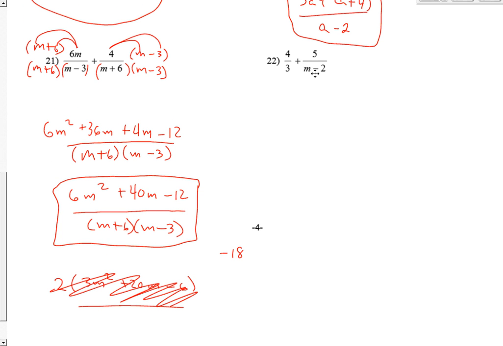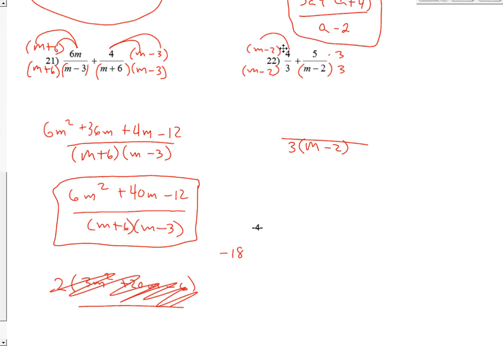And looking at number 22, we want a common denominator. We need a 3 over here with the m minus 2, so I'm going to multiply the top by 3. And over here with the 3, I need the m minus 2, so I'm going to multiply the top by m minus 2. Again, my denominator is going to be (m minus 2) times the 3. I'm going to put the 3 out in front.